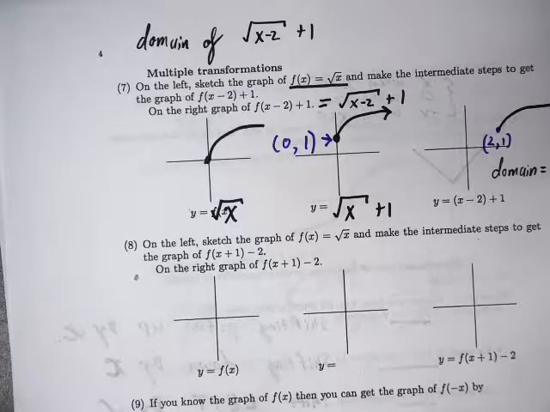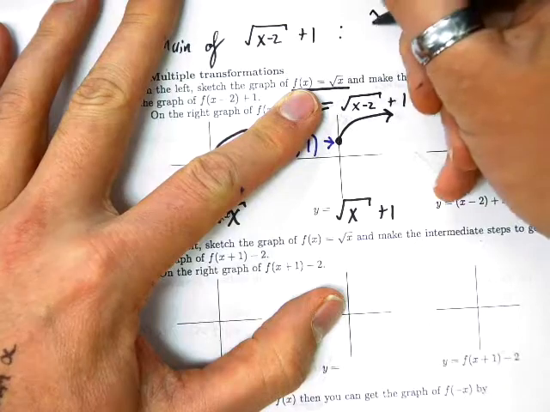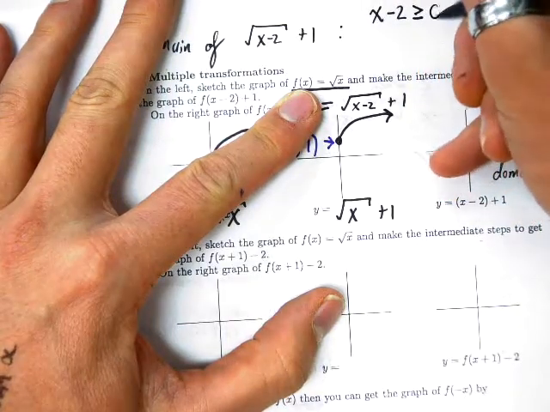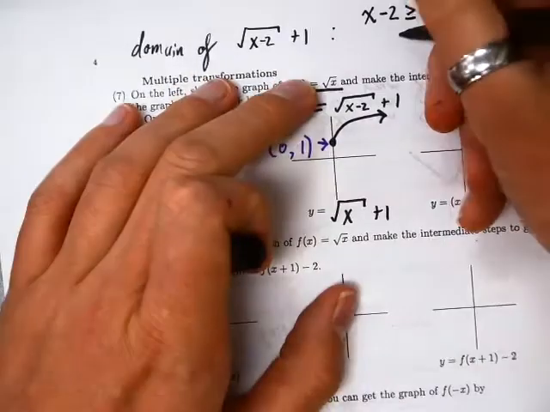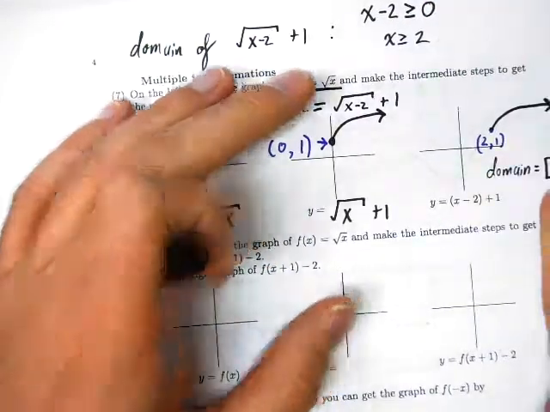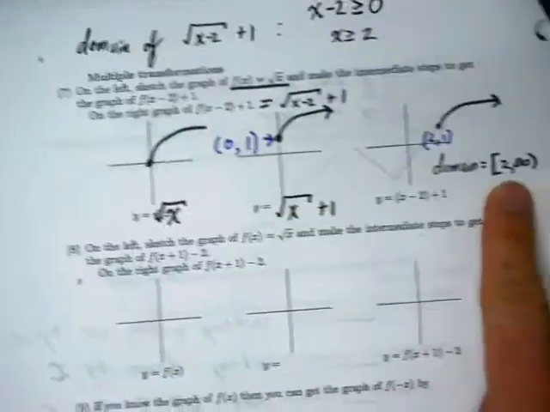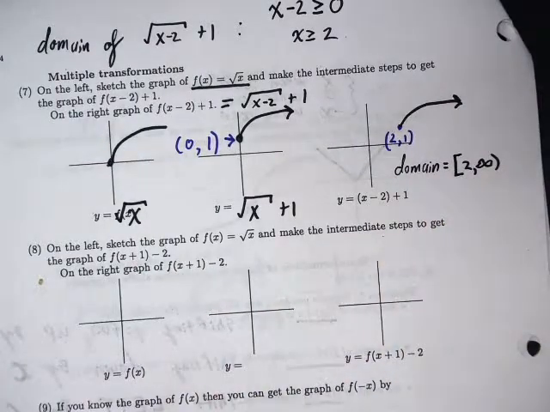What things can I take the square root of? Non-negative things. I can't take the square root of a negative. That would be bad. So the domain of this is all of the x values for which the thing inside of the square root is non-negative. So to find that domain, I need to solve x minus 2 is bigger than or equal to 0. What's the solution to that inequality? Oh, hey, cool. That's exactly the same as the interval from 2 to infinity. So I think that checks out.